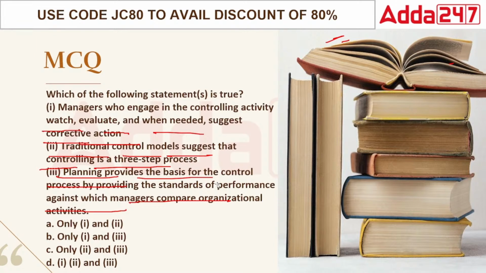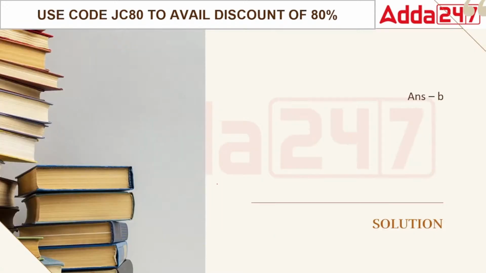Then traditional control model is that controlling is a three-step process, or planning provides the basis for the control process. Would be planning. Our traditional control models suggest that controlling is a three-step process. No, exactly. I think I'll go for the first and third there. The second one really doesn't give me a certainty in the answer. So in this case, the correct answer would be B. Okay, the correct answer is B.